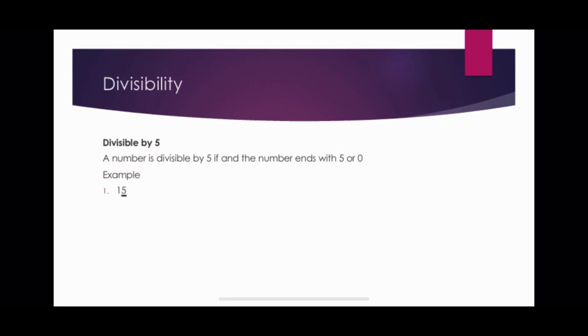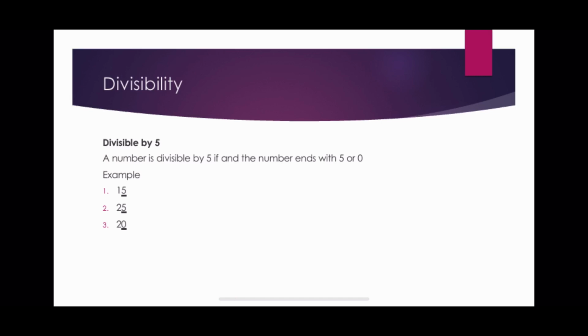15, so it ends with 5. Therefore, when you divide 15 by 5, the answer is 3, a whole number. By simply looking at the number, you can identify that the number is divisible by 5. So, 15, 25, also divisible by 5. 20, also divisible by 5 because it ends with 5 or 0.